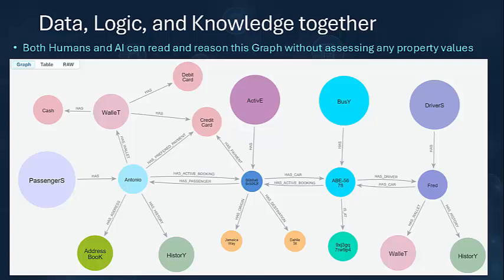Take some time to look at the graph in this slide. You can read it and understand what is going on. You can tell that a passenger booking has been served by a car, although the passenger has not been picked up yet. You can reason just by reading the node labels and edge types.